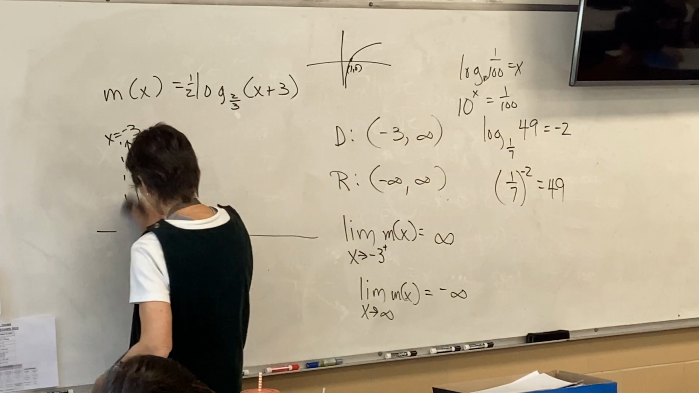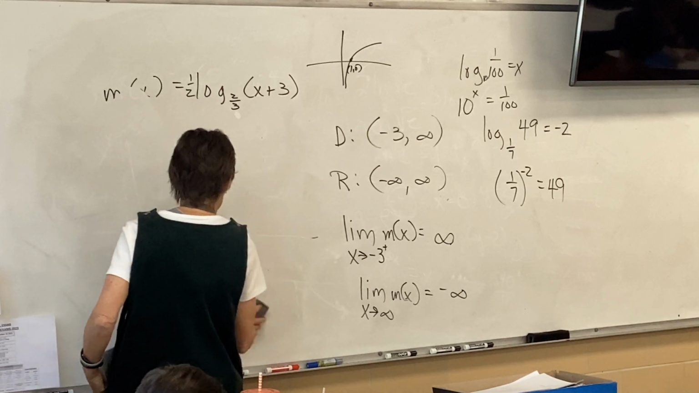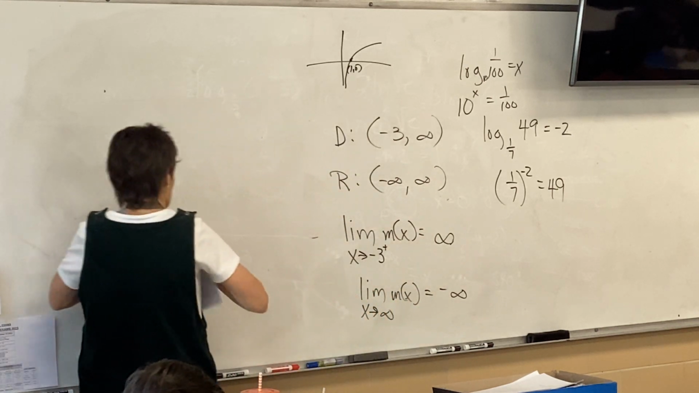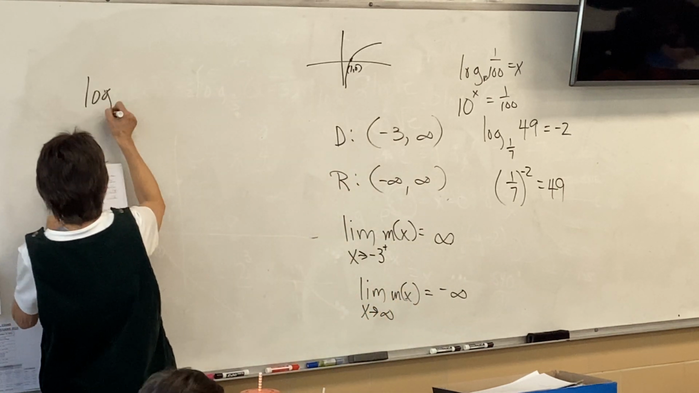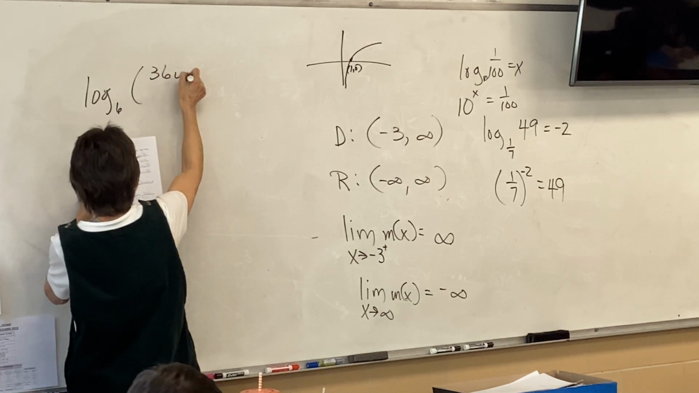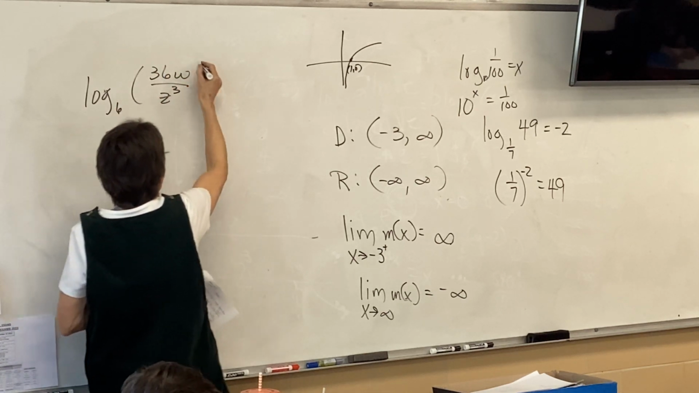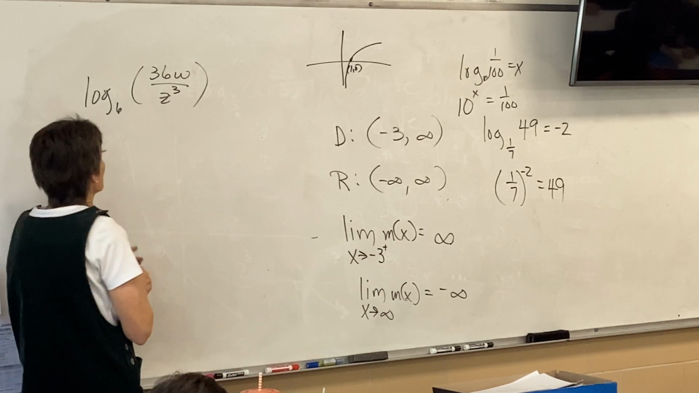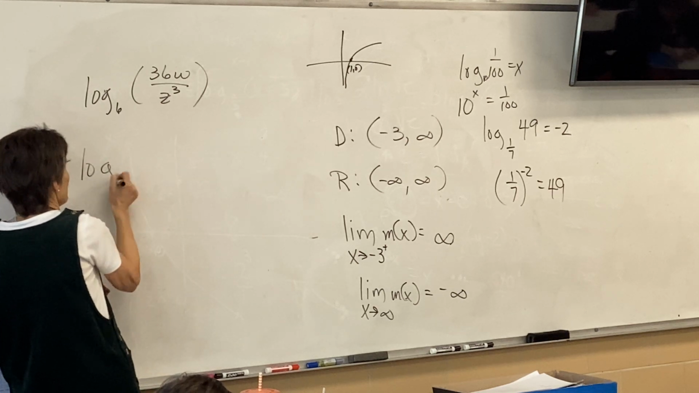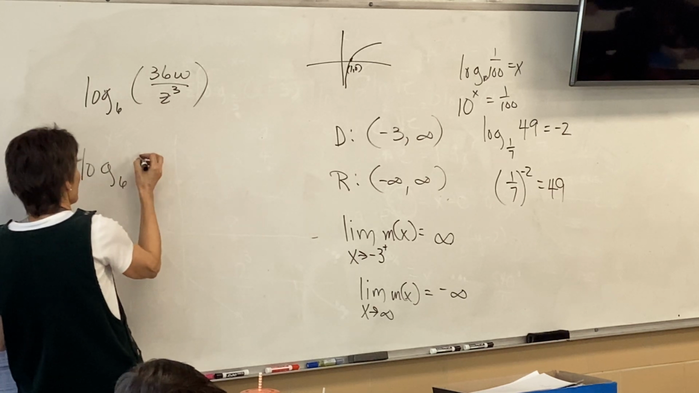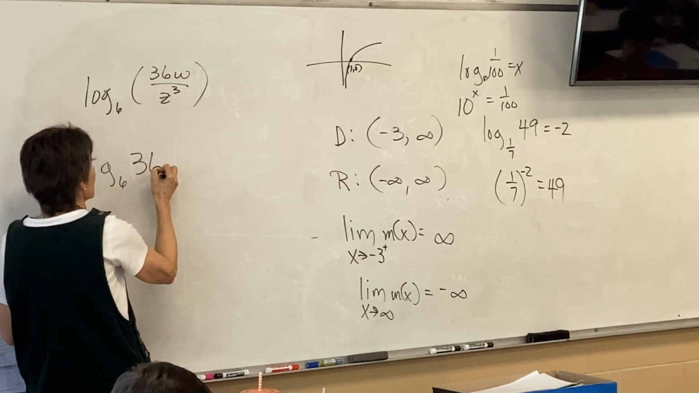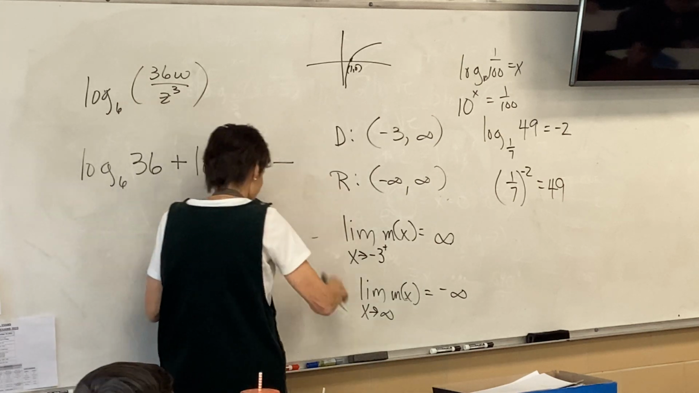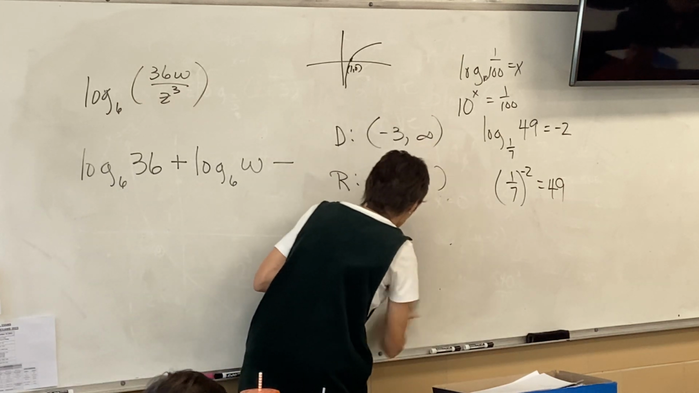This is expand. We're expanding a single logarithm. We're going to expand it out. So we have the log base 6 of 36W over Z cubed. Okay, so my hope is that your first step was to either physically write down or at least think about the log base 6 of 36, plus the log base 6 of W, minus the log base 6 of Z cubed.